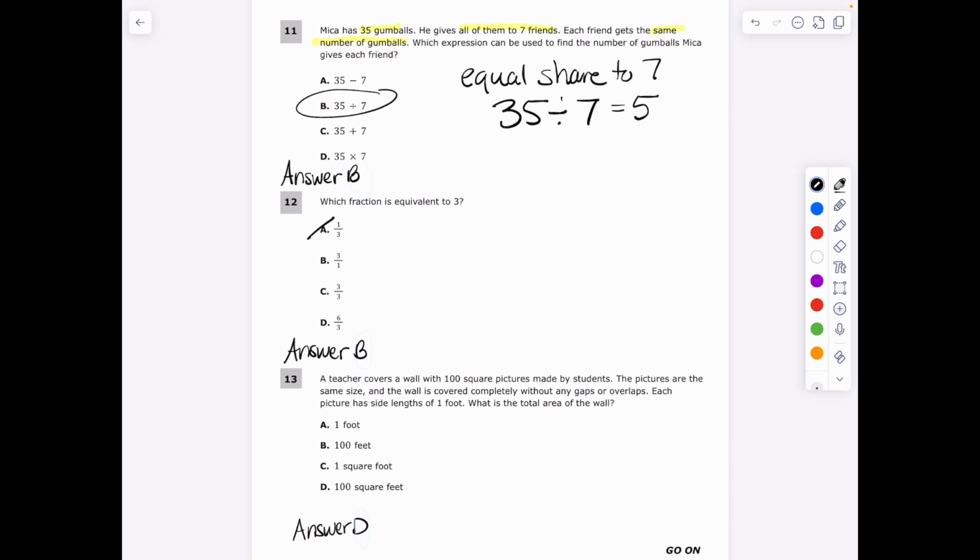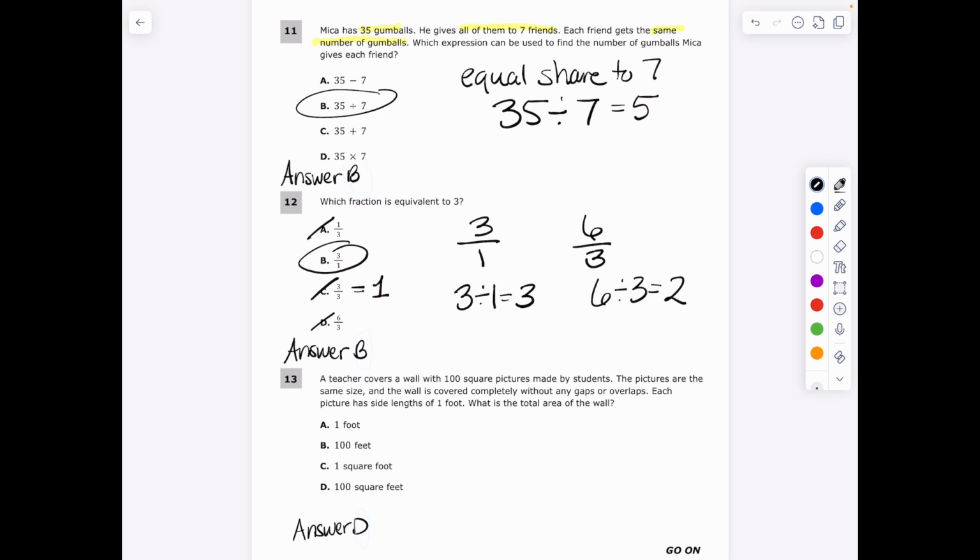And then we know that C I can get rid of because 3 over 3 is equal to 1. So I can eliminate those two off the bat, which leaves me with 3 over 1 and 6 over 3. So I can rewrite these fractions as division problems to figure out what they're equal to. So 3 divided by 1 is equal to 3, which is B. 6 divided by 3 is equal to 2. So I can cross that out. So that's how we can figure that one out.